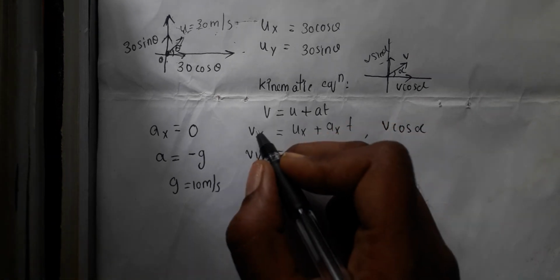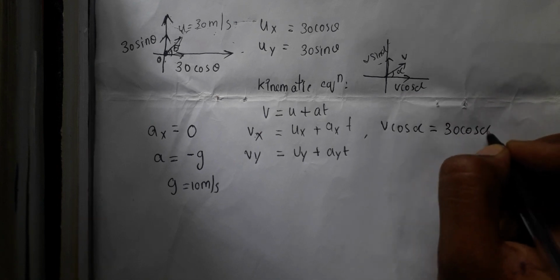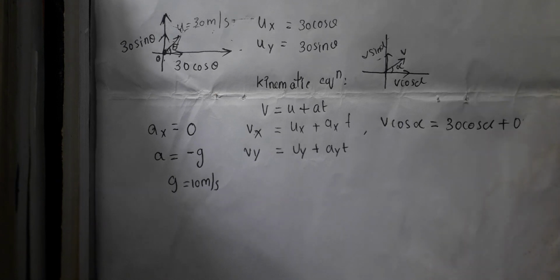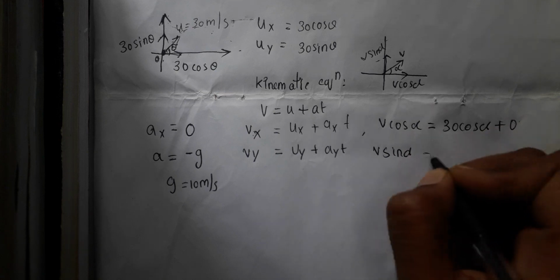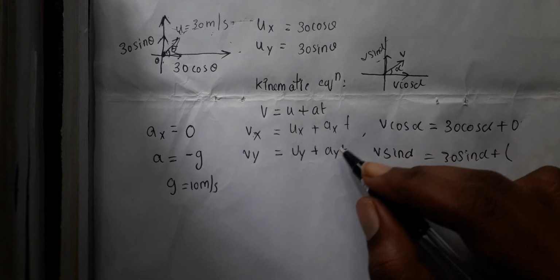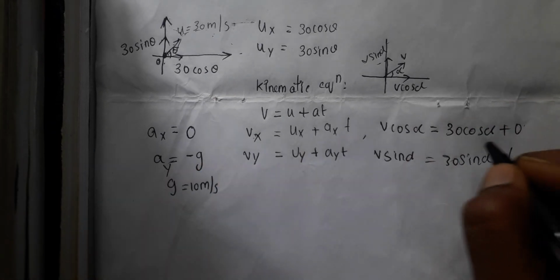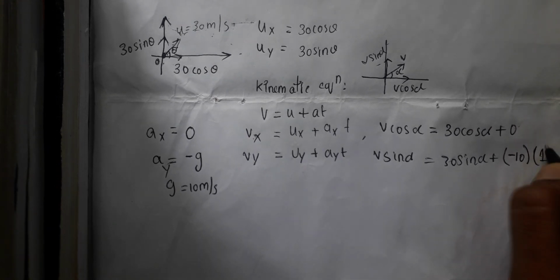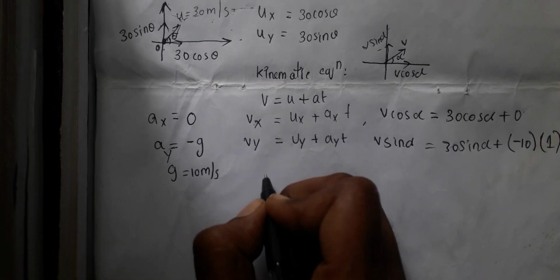So v cos alpha is vx, and we already obtained the value for ux, that is 30 cos theta. Since ax is 0, multiplied with t it cancels. For vy, v sin alpha equals 30 sin theta plus ay, which is minus g, and the value of g is 10. The time here is 1 second. So finally we obtain some equations.